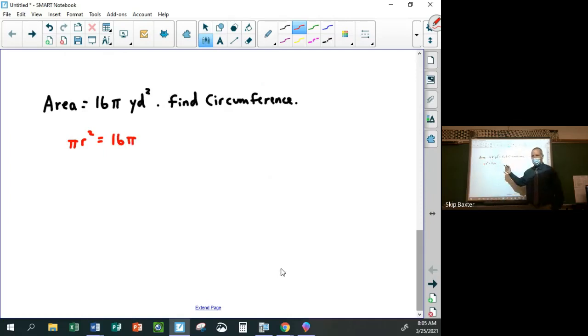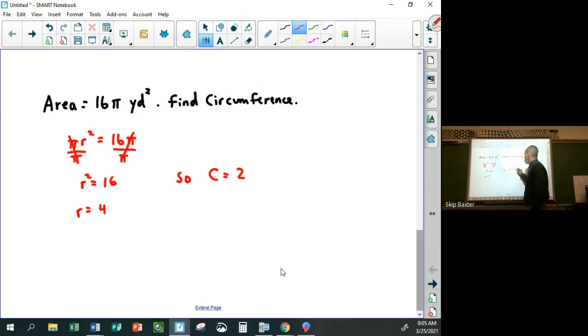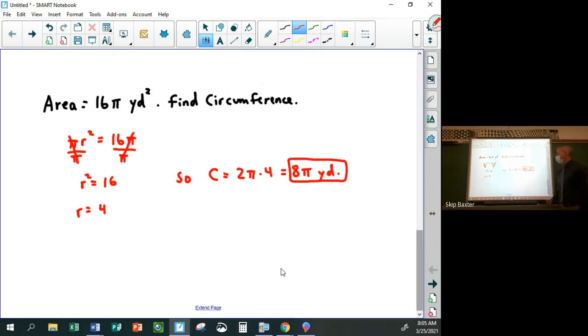How do you solve for r here? Yeah, first divide by pi. That gets rid of both the pi's. Then what can you do? Yeah, square root both sides. R is 4. So then circumference is 2 pi r. 2 pi times 4. 8 pi. What would the units be here? Yards. Does that make sense?